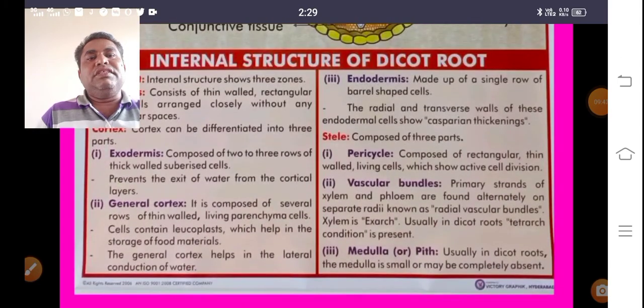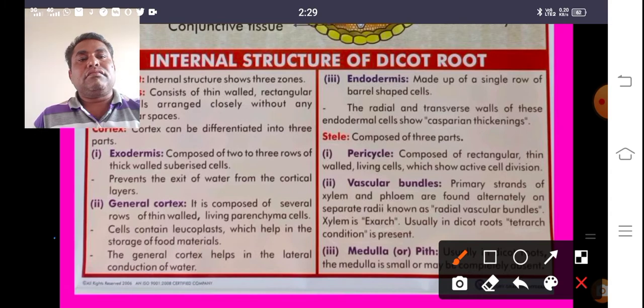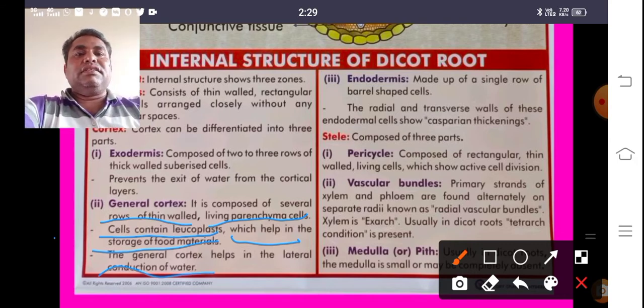Next, go to the general cortex. It is composed of several rows of thin-walled, living parenchyma cells, cells containing leucoplasts, which help in the storage of food material, and the general cortex helps in the lateral conduction of water. So the main function of the general cortex: it is composed of living parenchyma cells and thin-walled cells, and they contain leucoplasts, which help in the storage of food materials and help in the lateral conduction of water.